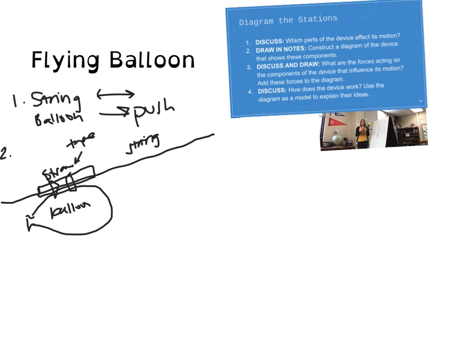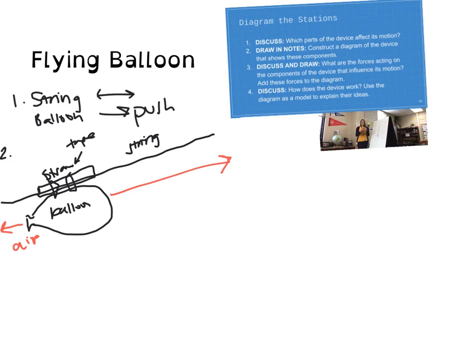Okay. Number 3, what are the forces acting on the components of the device that influence its motion? So if I'm thinking about the motions, what is forcing it to go one way or another? So I am thinking, okay, I'm going to use a different color, that the balloon is pushing air out of it. So that would be air. And as it pushes the air out, the balloon goes forward.